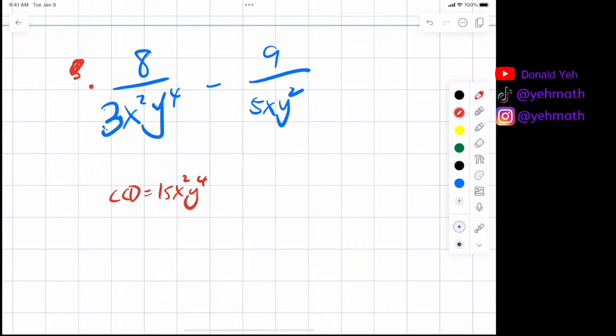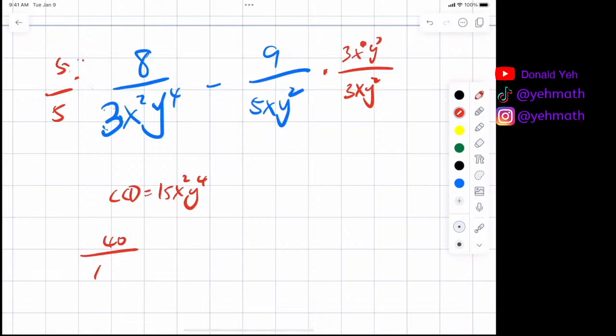The 4th. So that means I'm missing something on this side. What do I miss? 5 over 5. And I'm missing something on this side, which is 3x y squared. Okay, 3x y squared? Yeah. So then of course 40 over 15x squared y to the 4th. Now this one is going to be minus 15xy squared over 27xy to the 2nd, right?